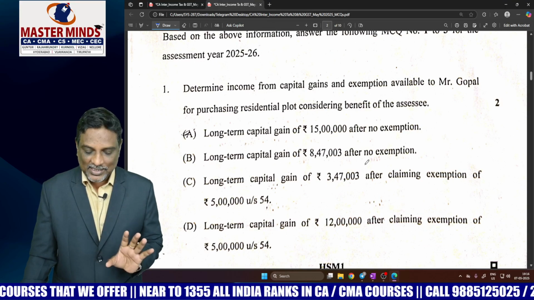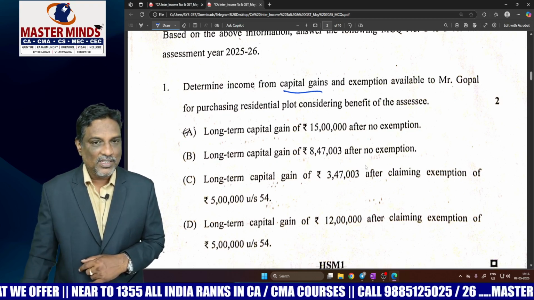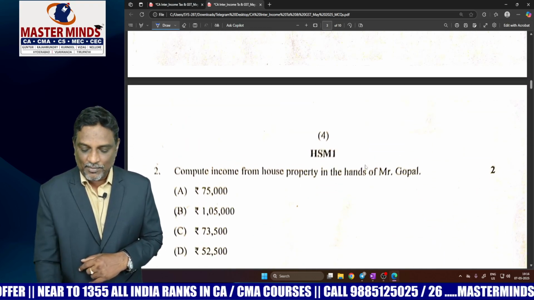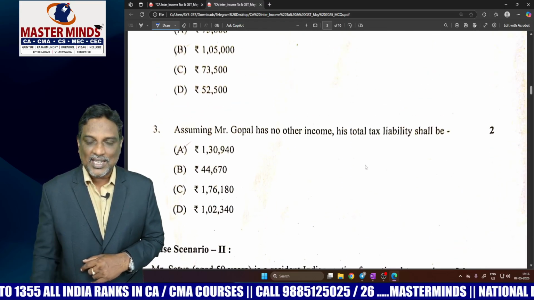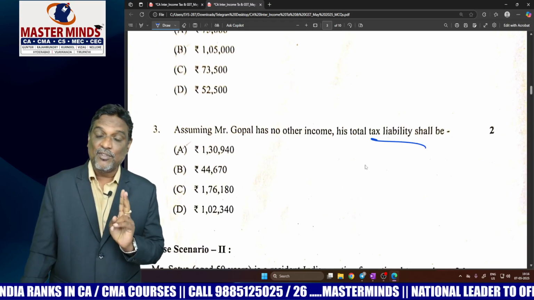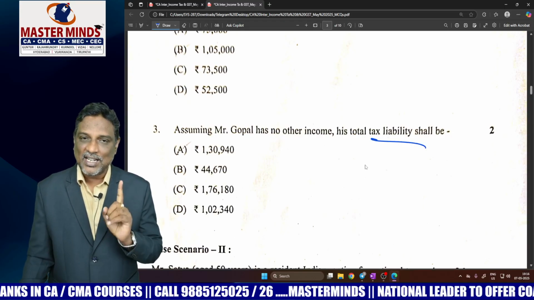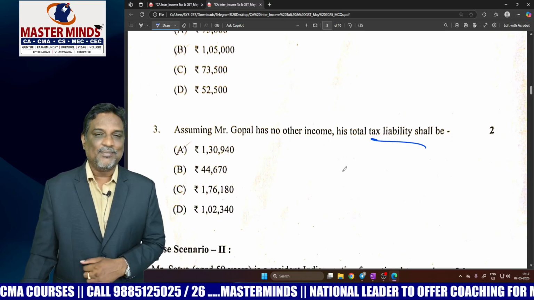So based on this, you have to answer these questions. First, compute the capital gain. Second question, compute the house property. Arrears of rent is there. Last question, tax liability. Two easy questions, but two important pieces of information are there in this problem. One is the grandfathering benefit. The second one is the default tax regime.